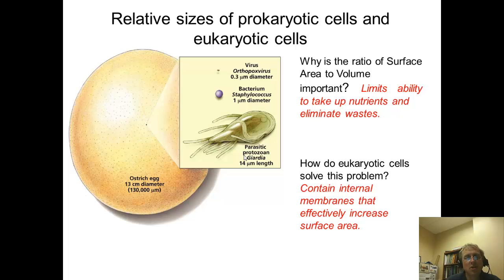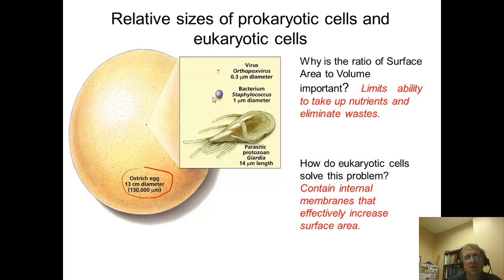Well, it turns out that eukaryotic cells can actually get quite huge. The largest eukaryotic cells are typically going to be oocytes or eggs, and this ostrich egg you can see is 13 centimeters in diameter. That's pretty big. You see some other cells over here, a protozoan that's about 14 micrometers in length. We saw some cells that were about that big in the previous slide. And your typical bacterium is only about 1 micrometer in diameter.